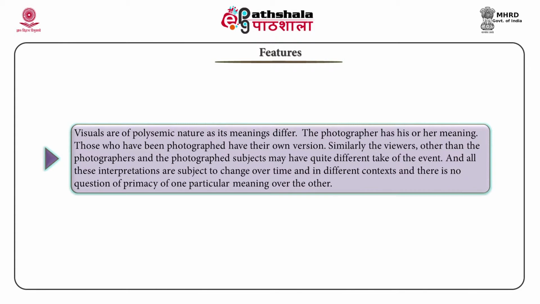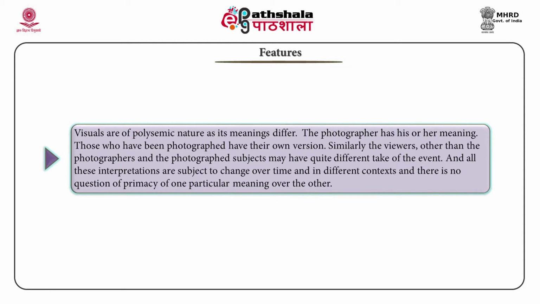Visuals are of polysemic nature as its meanings differ. The photographer has his or her meaning. Those who have been photographed have their own version. Similarly, the viewers, other than the photographers and the photographed subjects, may have quite different take of the event.